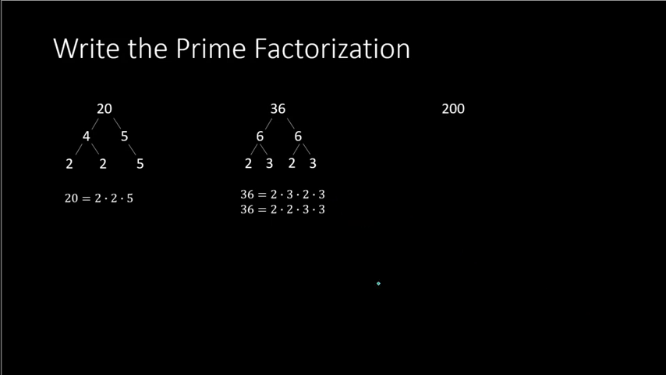Let's try another example. Here we have 200. So how can we write this as a product of prime numbers? There are different ways you can do this. One way is to realize that 200 you can divide by 10, right? If we do 10 times 20, that gives you 200. So you can do it this way. You could do 2 times 100 if you find that simpler. Either way, we're going to get the same final answer.